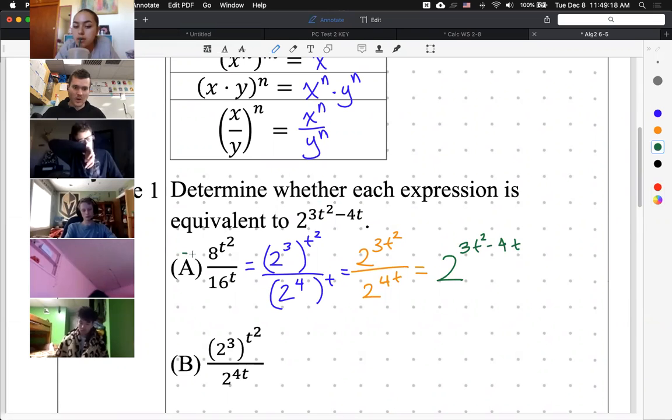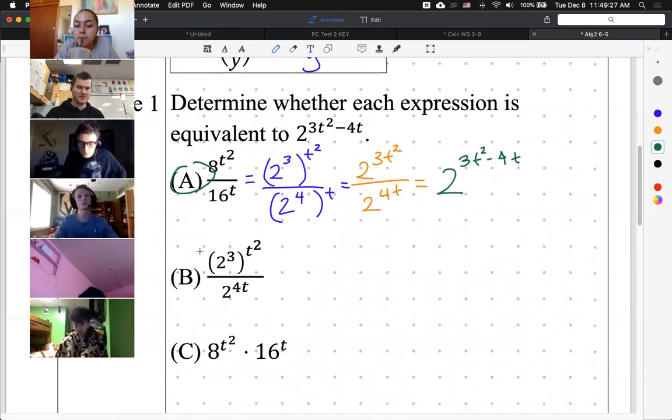A is one of the answers. You might have multiple. I guess I need to go back and change these instructions for next year. There could be multiple. Select all that apply. We have to check B and C as well. In fact, I'm just kind of eyeballing B, and it's looking pretty good. Who can tell me why B is also an answer?